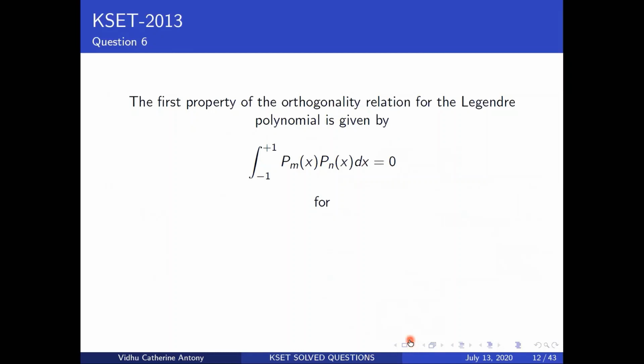Okay, so this is pretty simple. Everyone would know this. These are the properties of Legendre polynomials. The first property, the orthogonality relation for the Legendre polynomial, is given by the integral from -1 to +1 of P sub n of x, P sub m of x dx is equal to 0 for, is it m equal to n? Is it m not equal to n? Is it m equal to n equal to 0? Or is it m equal to n equal to 1?